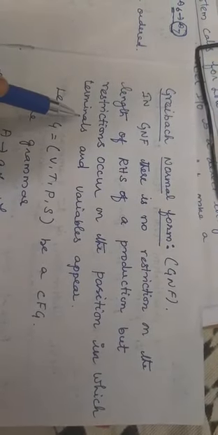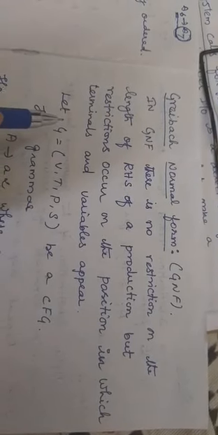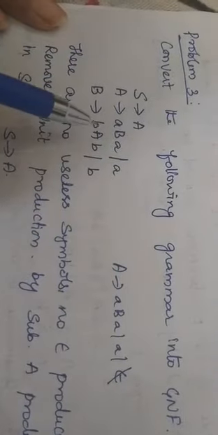GNF is nothing but this: we have to see the right hand side of the production, and the right hand side gives a restriction on the position. That is, the first symbol should be a terminal followed by any number of variables. That is called GNF. Now we are going to see how to convert the grammar into GNF.